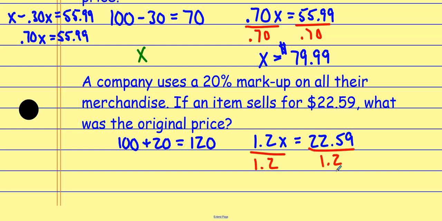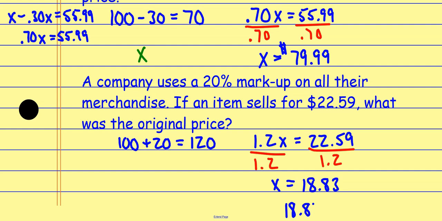Okay. I like doing it this way because it kind of goes back to thinking about how we solve equations, all right? And think of everything in terms of an equation. It's going to make us better when it comes to equations. So the original price, the company bought this thing for $18.83, and then they increased the price to $22.59 so they could make a profit, okay?